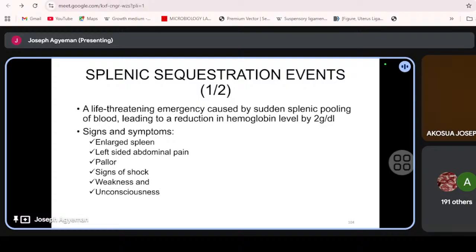Because of high levels of destruction of the RBCs, the body also steps up its production. And therefore, the body's demand for folic acid increases so that we can produce appropriate RBCs. You need folic acid for protein synthesis. Red blood cells contain proteins, so you need folic acid. The demand goes high. That is why we routinely give folic acid for SCD patients.